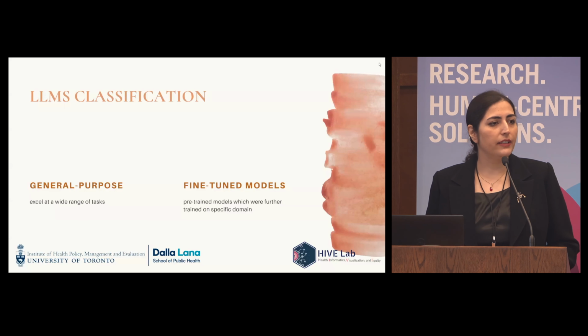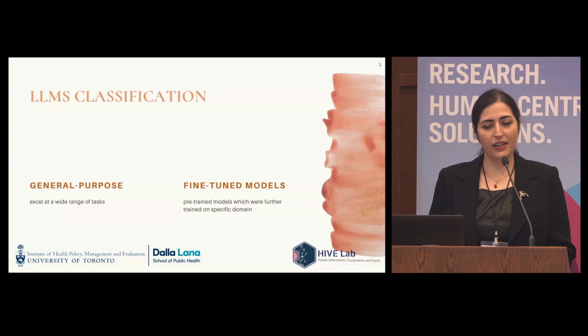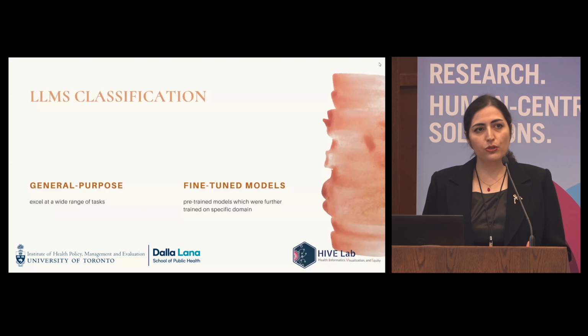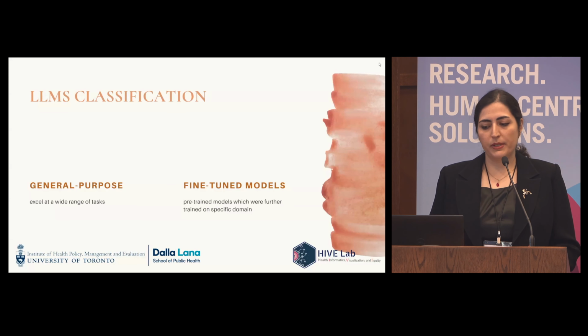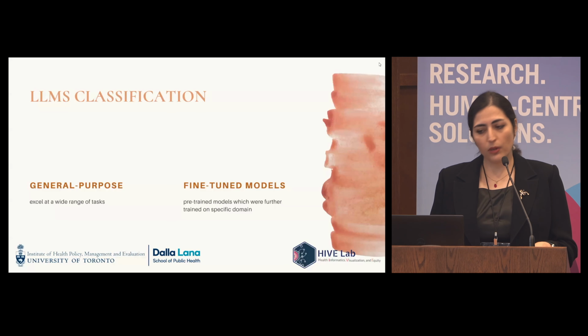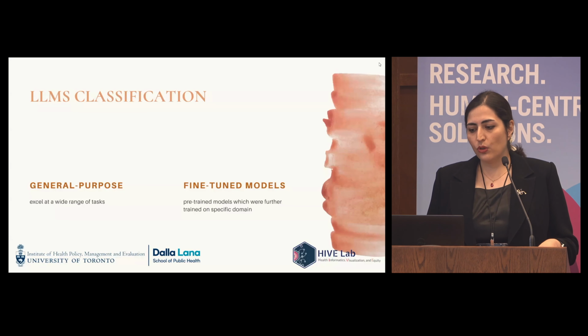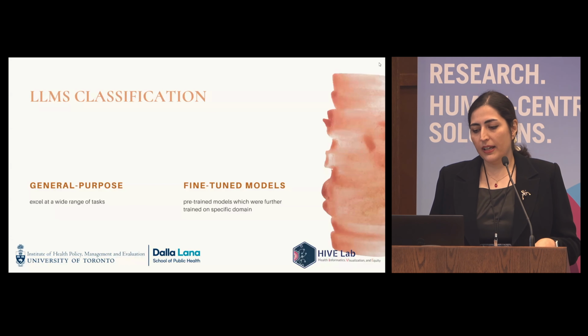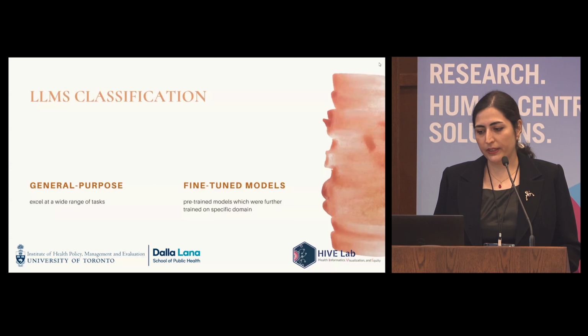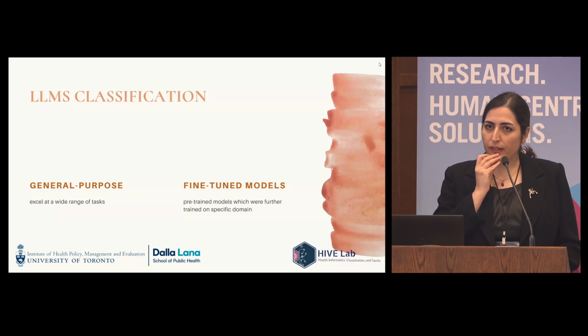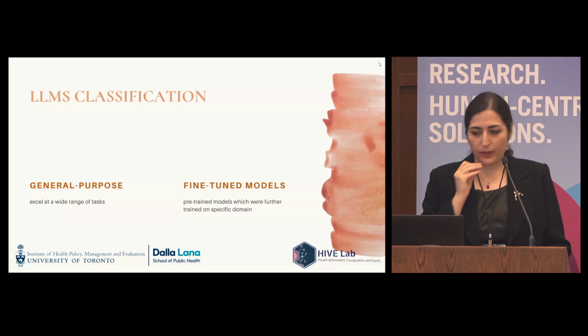We have two broad categories of large language models: general purpose and fine-tuned models. General purpose, as the name is intuitive, excel at a wide range of tasks, and they haven't been trained on a specific data set for doing a specific job. In contrast, fine-tuned models are pre-trained models that were further trained on a specific data set, for example on a clinical or medical corpus, so they can cater to a particular domain and do specific tasks more effectively. For example, a couple of large language models are, as I mentioned, explicitly trained on clinical and medical notes, and I will explain about them in a bit.